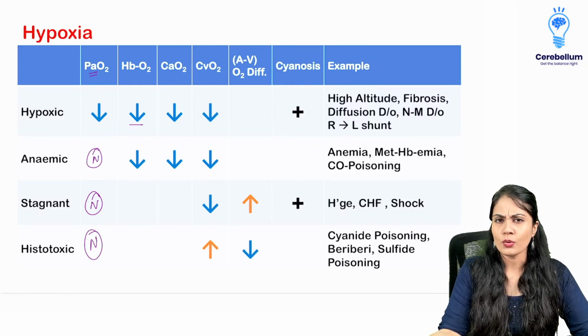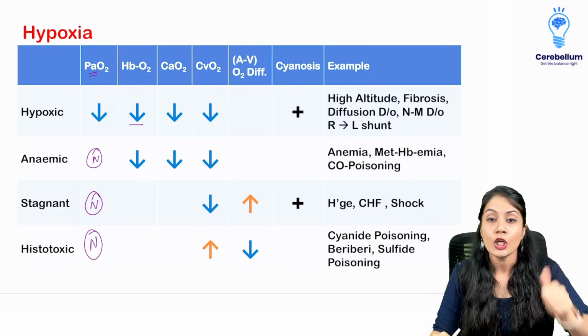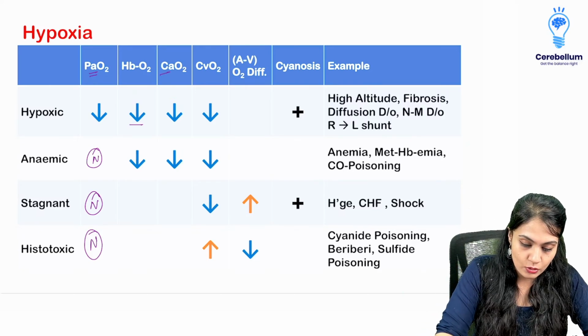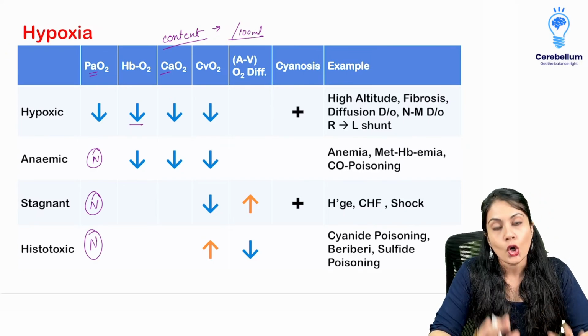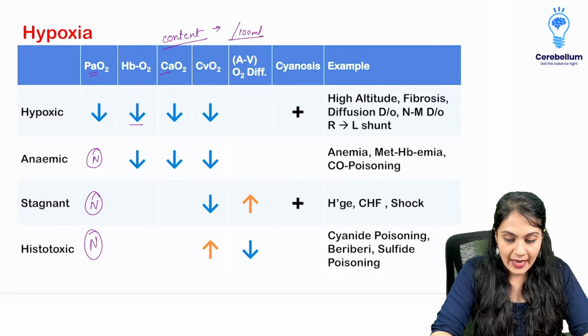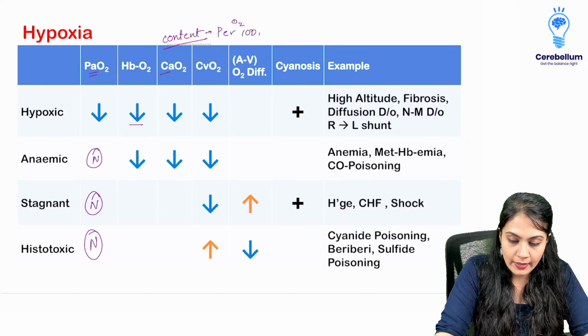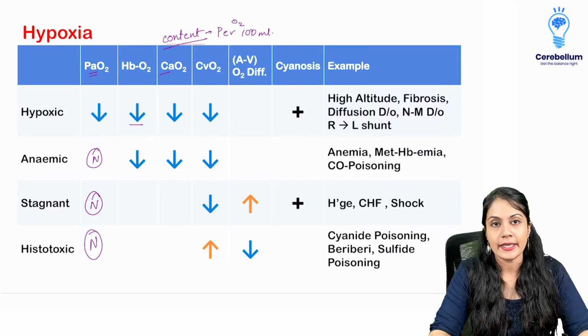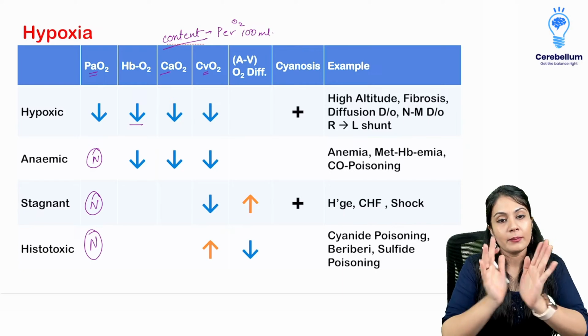What will happen to CaO2? Of course the content is going to be decreased because lesser oxygen is coming in the pulmonary capillary, so that is also going to decrease. So this is known as content. And when we talk about content, I'm going to talk in terms of per 100 ml, how much oxygen is present, right? Content means oxygen availability per 100 ml, right? So that is known as content. If it is written as a, it is going to be arterial. If it is written as V, V means venous side.